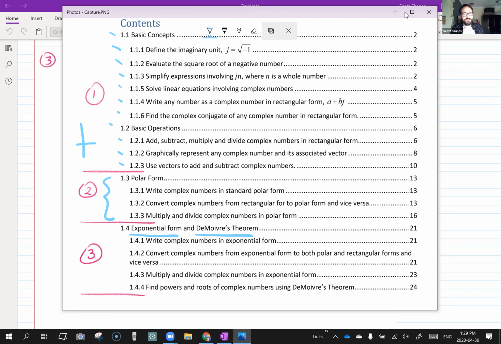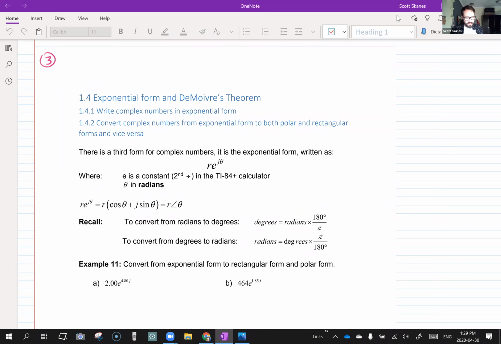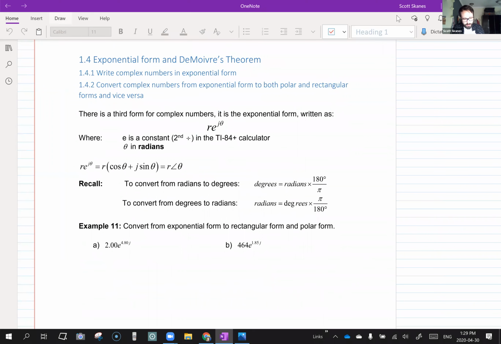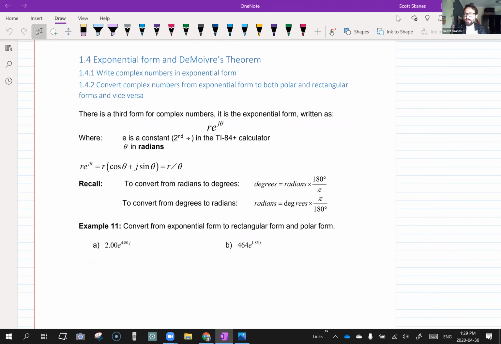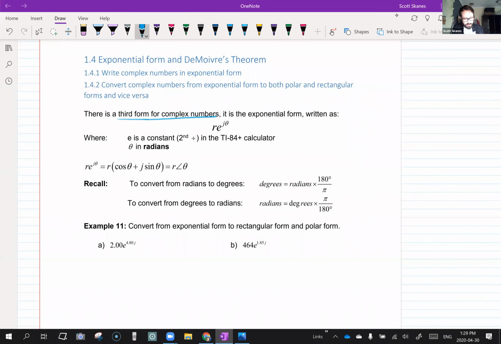But if it's news to you, I'll do what I can to get you through, all right? I'm going to work on the practice problems. So exponential form and de Moivre's theorem. That's a French guy, by the way. He died hundreds of years ago, but we still use this stuff. So it says right here, there's a third form for complex numbers. Remember, we've got two so far, rectangular and polar. The third form is called exponential form, and it looks like this.